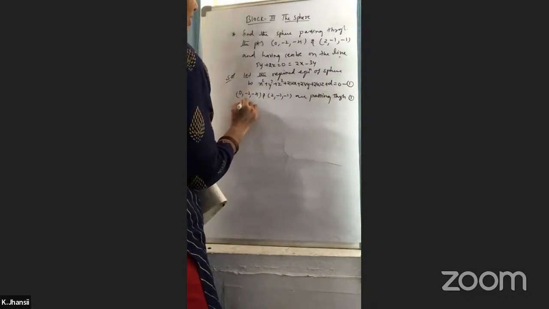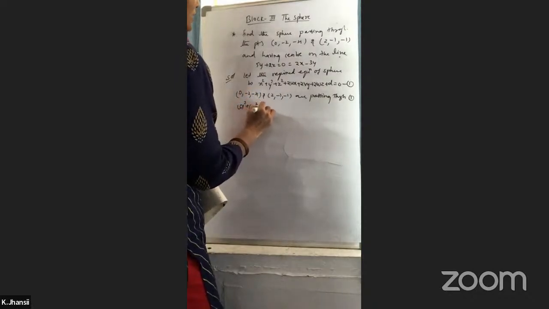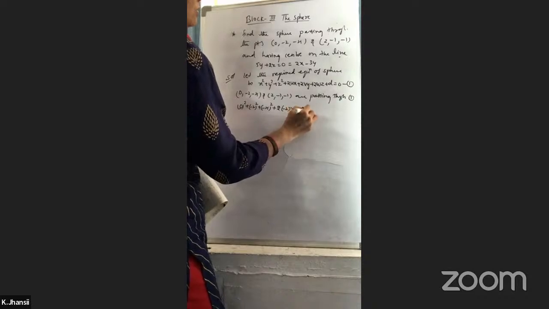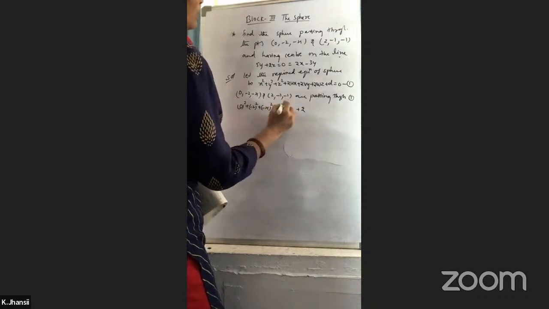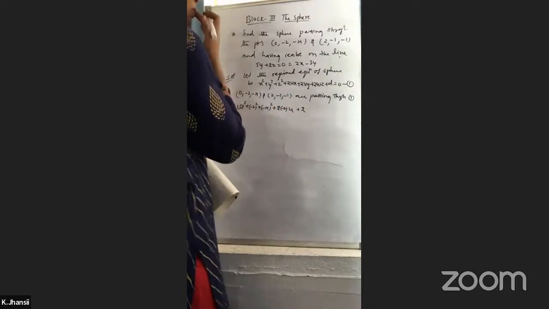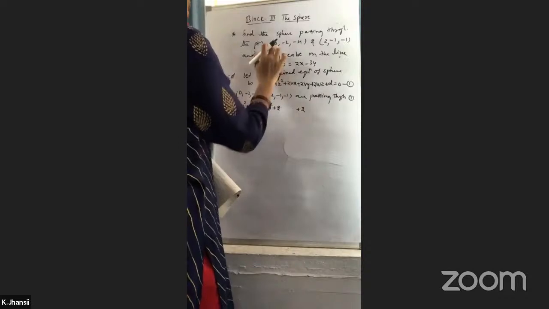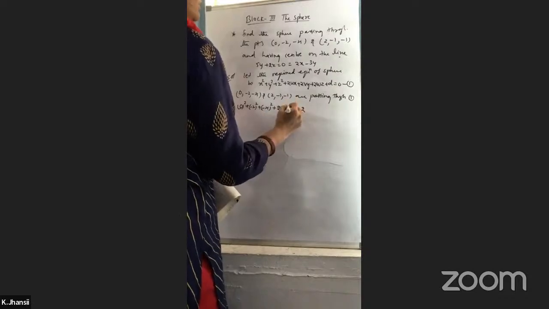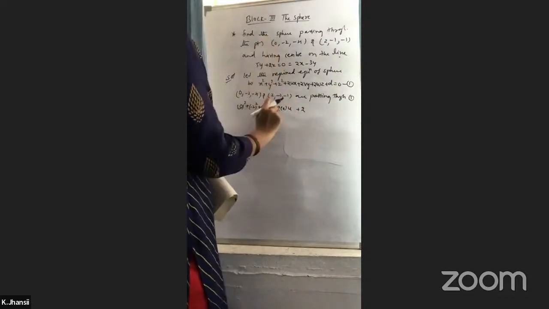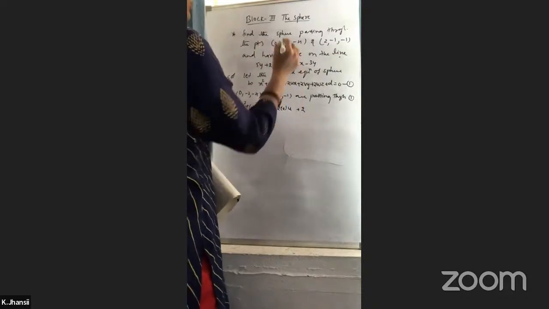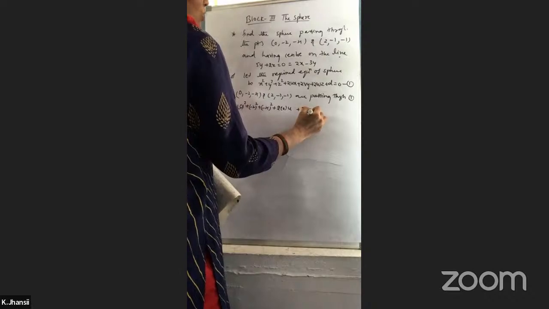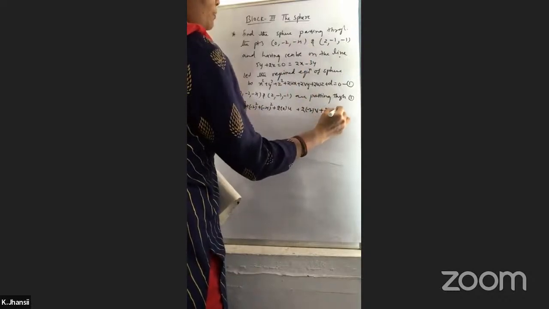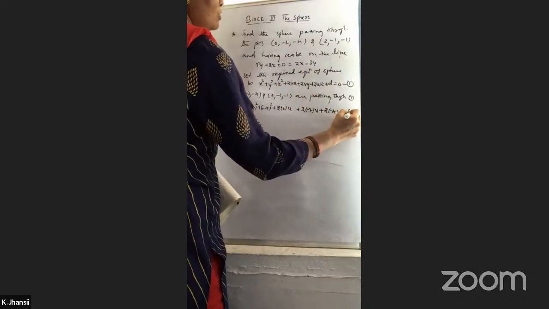So it is 0 plus (-2) whole square plus (-4) whole square plus 2u into the x value, which is 0, so 0 into u, plus 2 into the y value, which is -2, into v, plus 2 into the z value, which is -4, into w, plus d equals 0.